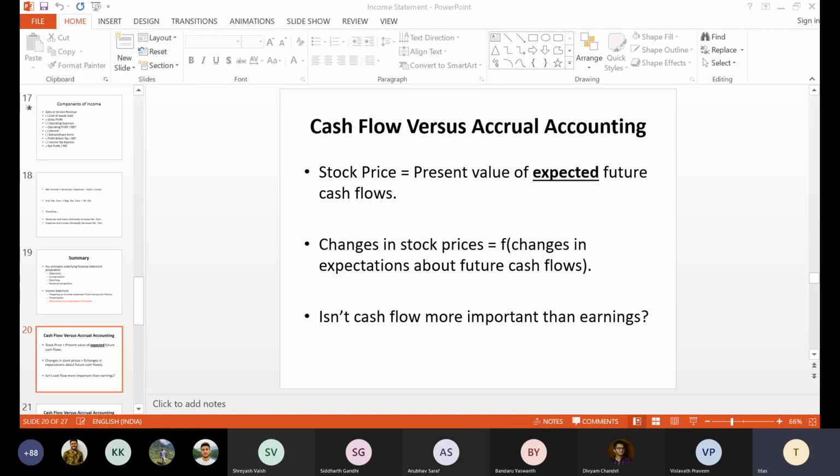Just look at the slide. What is the heading of the slide? Cash flow versus accrual accounting, right? So if profit is enough, then what is the importance of cash? So the next important thing, and the most important thing, is cash flow. Okay, so first is revenue, second is profit, and the third is cash flow, which is the most important component of a good business model.